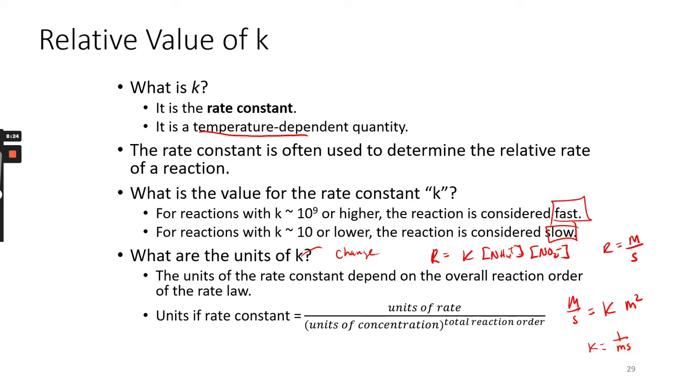So your unit of K really depends on your order. If you change your orders here, then your molarity here on the bottom is going to be either squared or different. So in general, the units for your rate constant is equal to the units of your rate divided by the units of your concentration raised to the total reaction order.